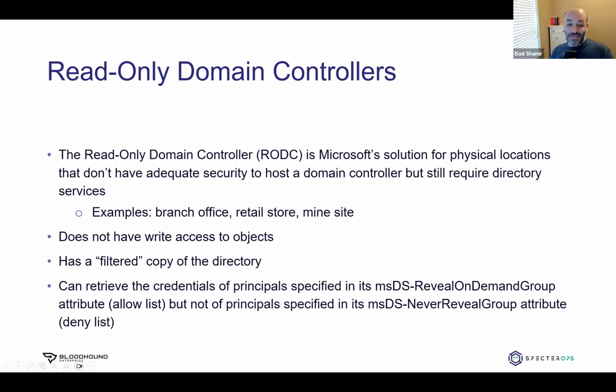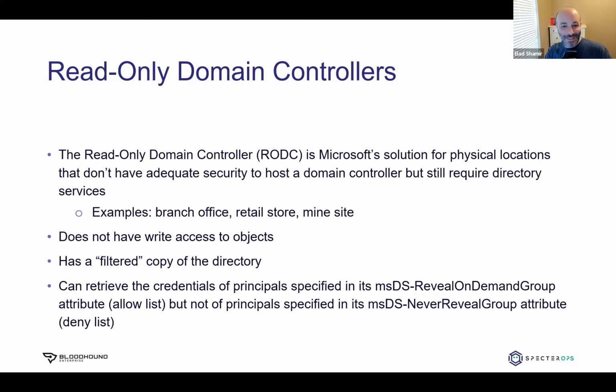Now, there are two lists that control the RODC password replication list. There's an allow list and a deny list. The deny list prevents the credentials of specific accounts from being replicated. And conversely, the allow list permits password replication to the RODC. Now, what would happen if an account is on both lists?